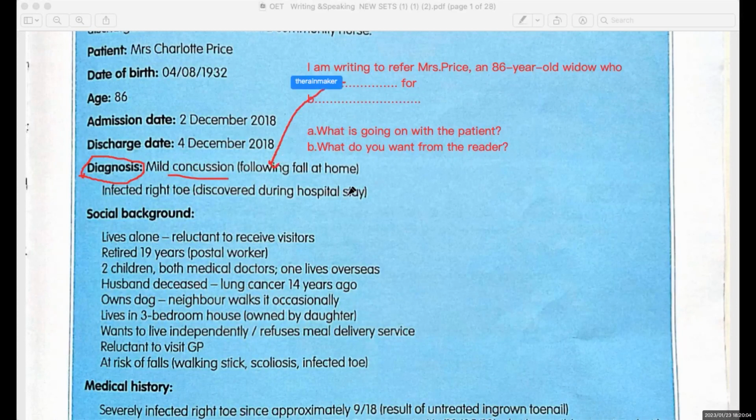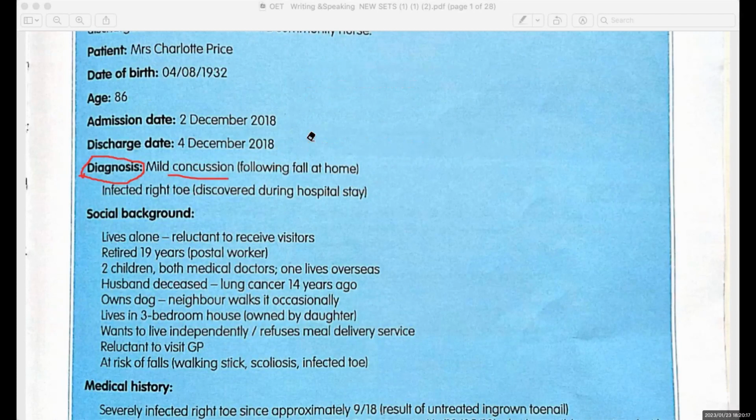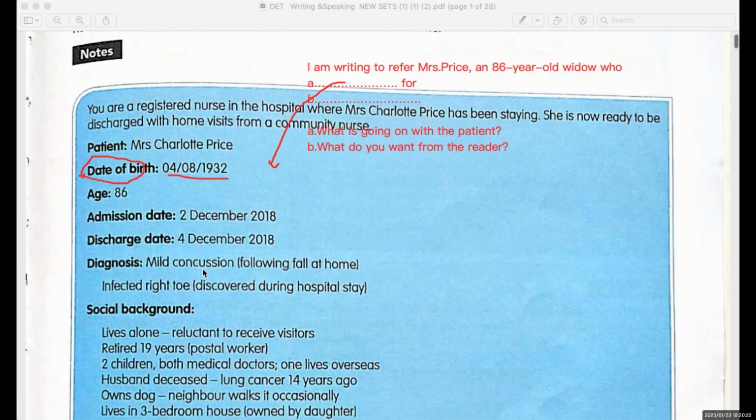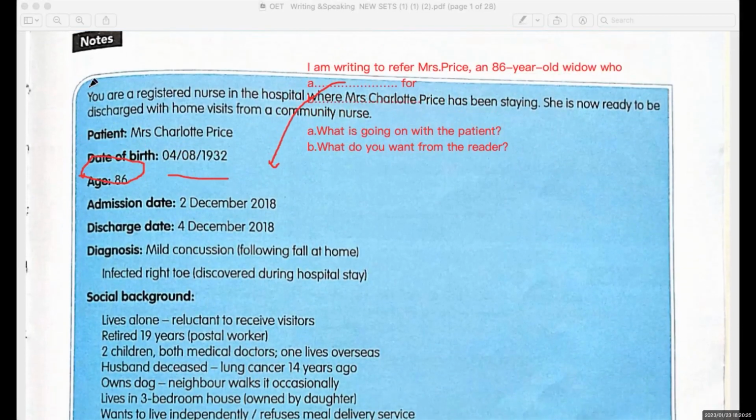And what do you do with the B part? What do you want from the reader? Usually we find it either at the top here, or do you find here? She's now ready to be discharged with home visits from a, see, it's already there. So what are you expecting from the reader of the letter? Home visits. Don't you see?